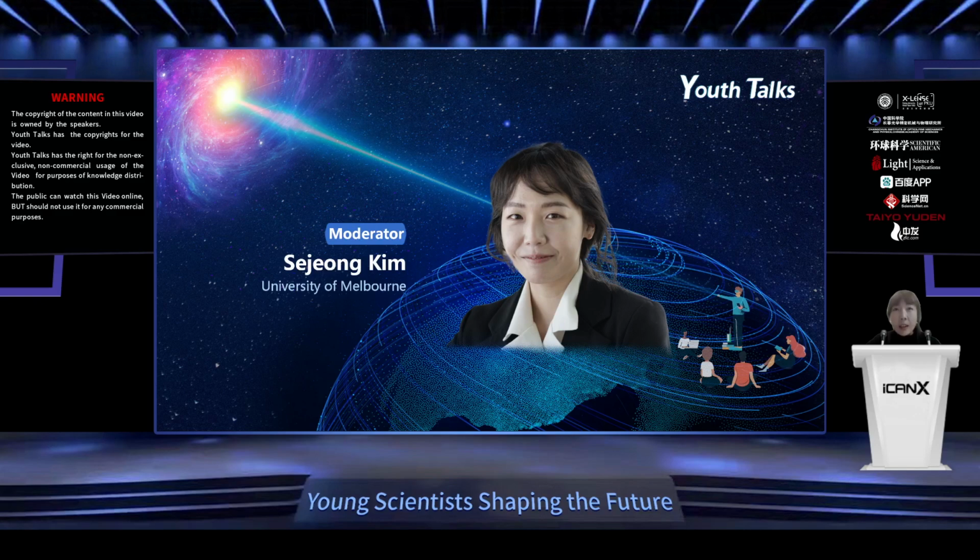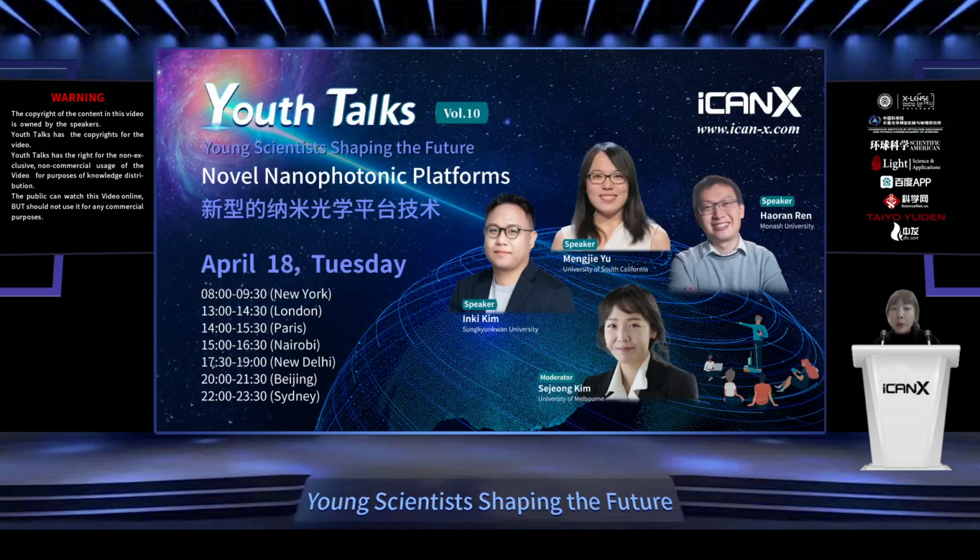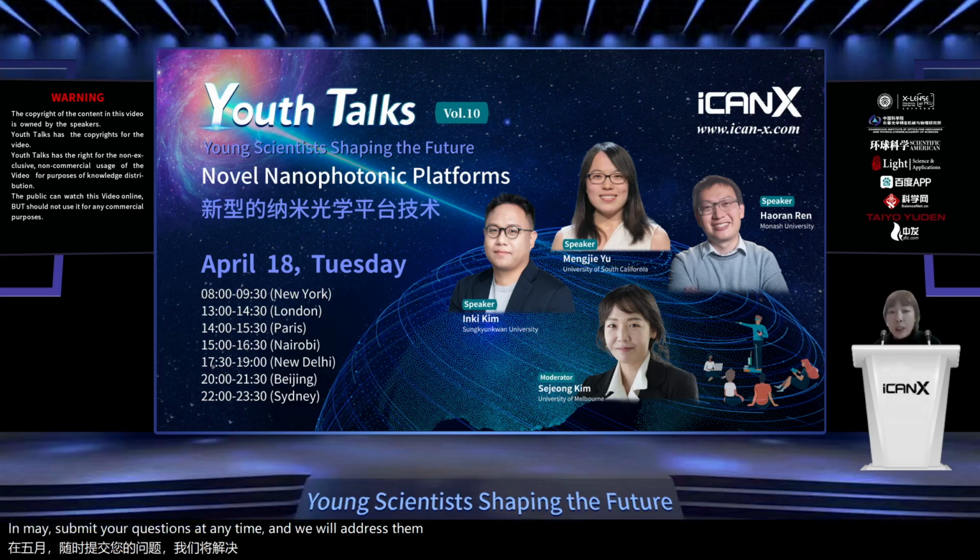It is my great pleasure to introduce three outstanding young researchers in the field of nanophotonics today. Our first speaker is Inki Kim from Sungkyunkwan University, followed by Mengjie Yu from University of Southern California, and lastly, Haoran Ren from Monash University. There will be no breaks between the three talks, and we will proceed to the panel discussion session after the third speaker's presentation. You may submit your questions at any time, and we will address them during the discussion session. So without further ado, let me introduce our first speaker.